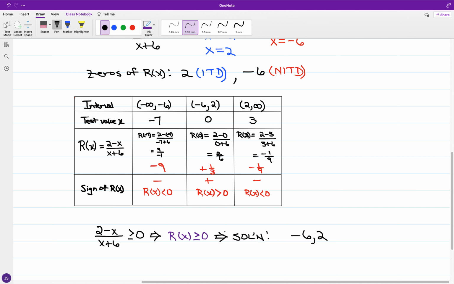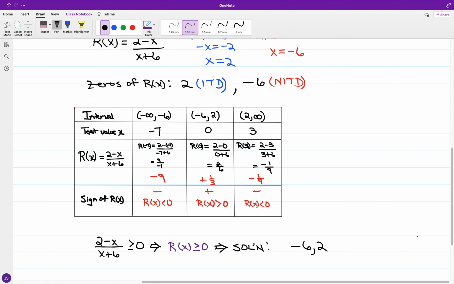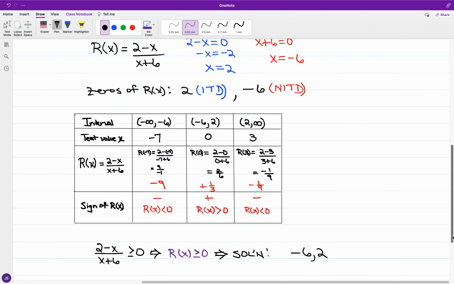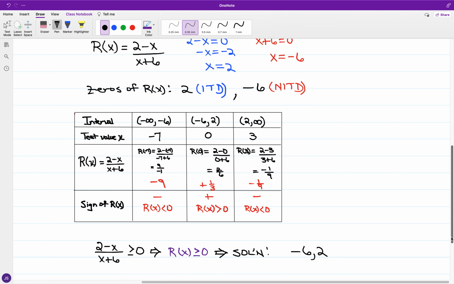So for this ratio, we have greater than or equal to 0. Again, for zeros in the domain, they can be bracketed. Those that are not stay in the parentheses. So -6 is not in the domain, so it'll be contained by the parenthesis.